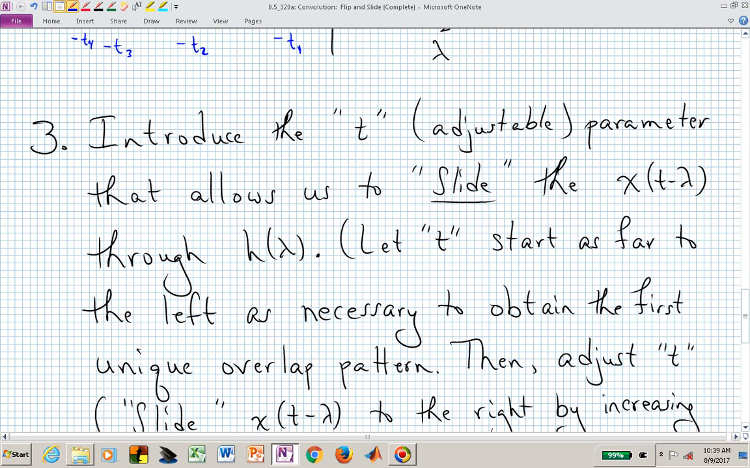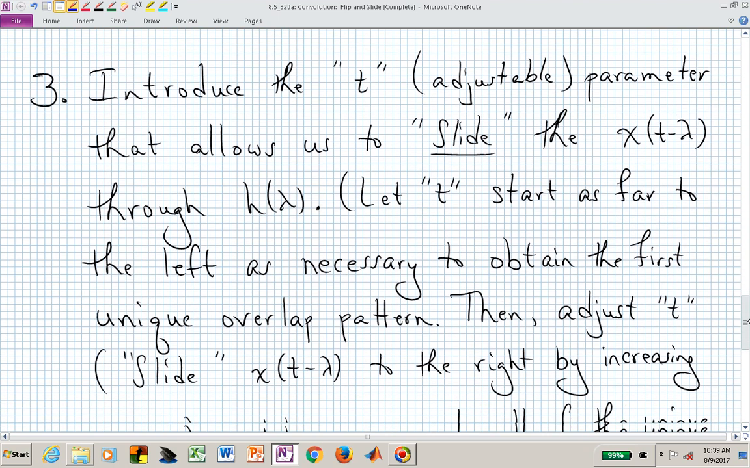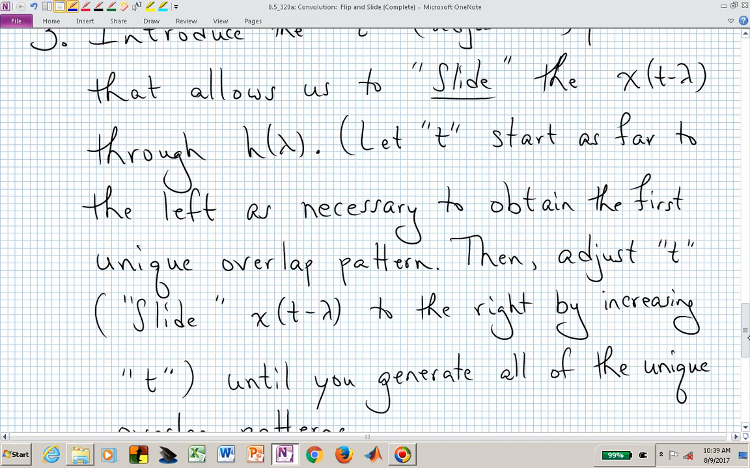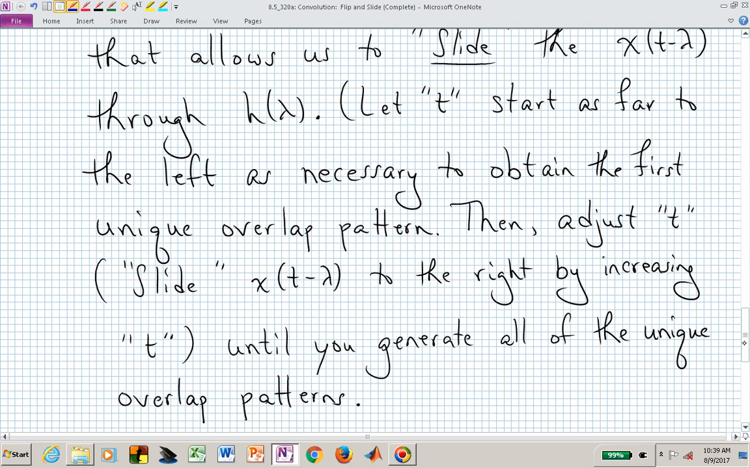And we let t start as far to the left as necessary, close to minus infinity or as close as we need it to be to obtain the first unique overlap pattern. And then we slide t from left to right, and as we're sliding t from left to right, we're looking to find unique patterns of overlap between h of lambda and x of t minus lambda. That uniqueness of overlap will be in the subsequent video, which is talking about intervals and limits.